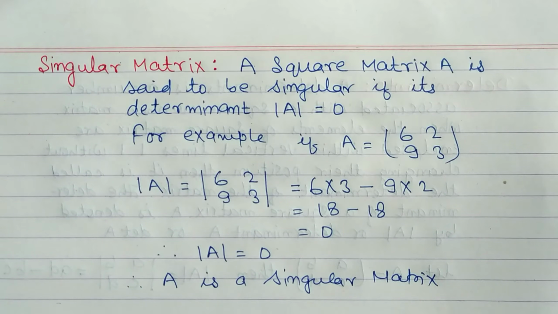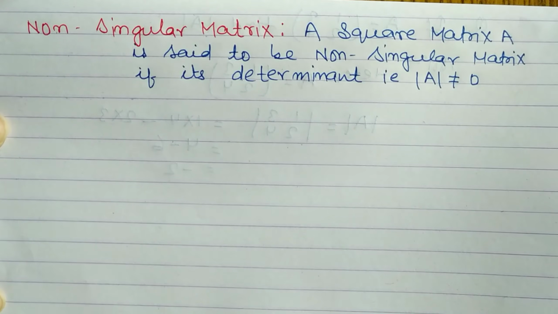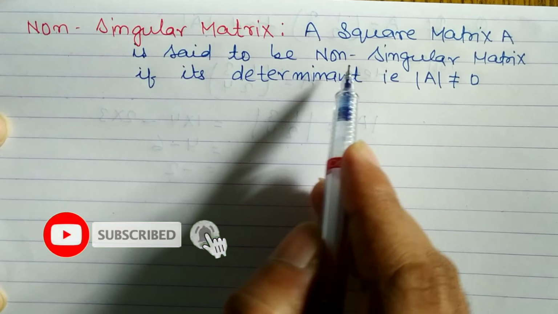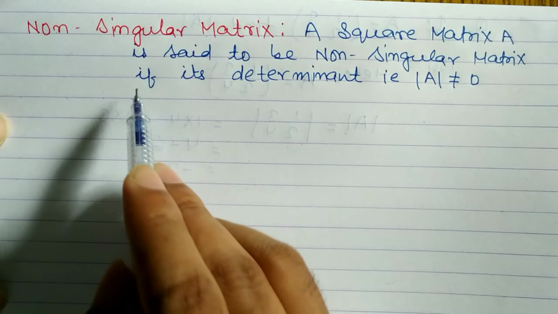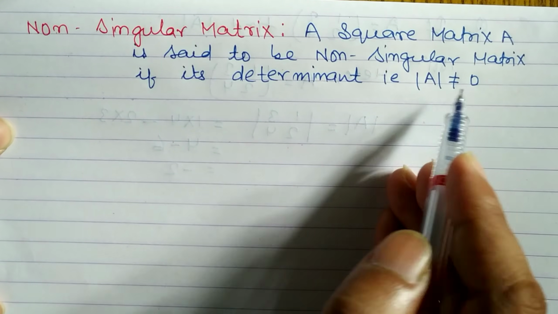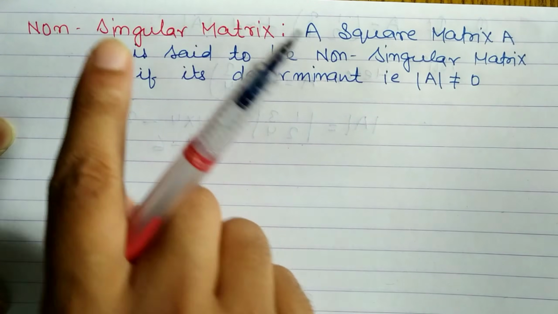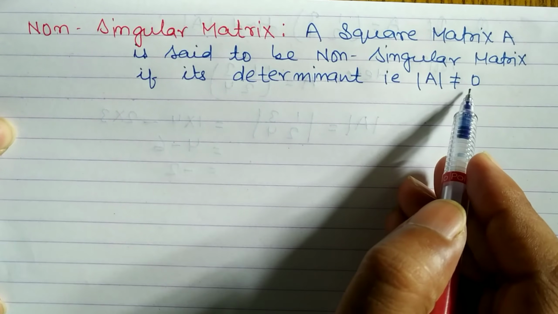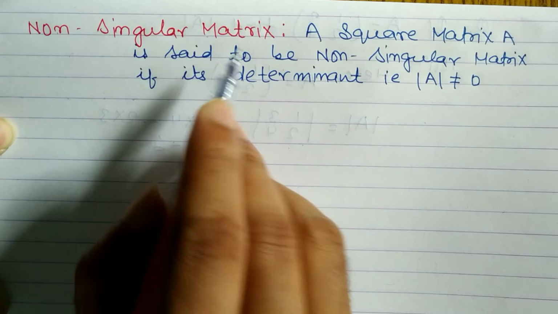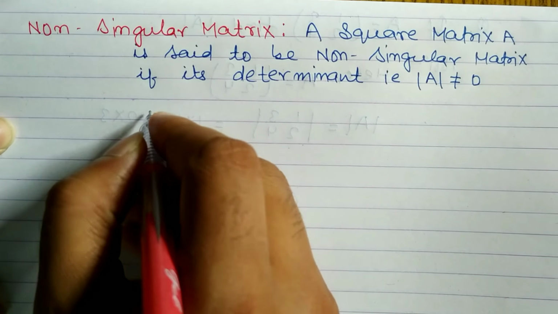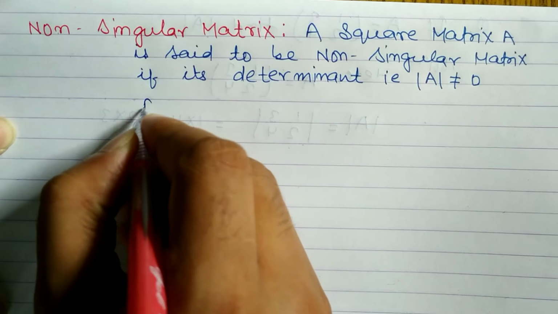Now look at the definition of non-singular matrix with example. A square matrix A is said to be non-singular if its determinant, that is determinant A, is not equal to 0. If determinant equal to 0, then singular matrix, which we did before, and if determinant is not equal to 0, then non-singular matrix. So you have to focus on how to find the determinant. First of all, let's take an example.